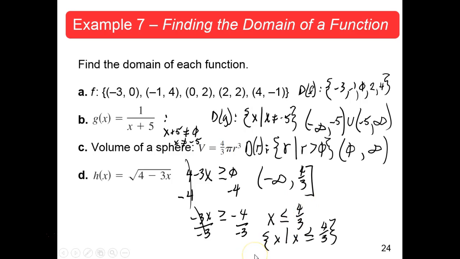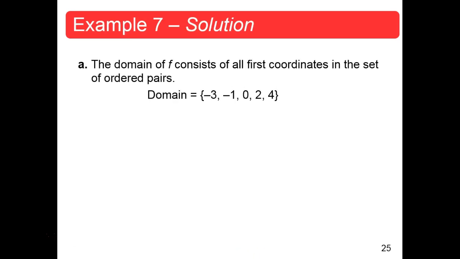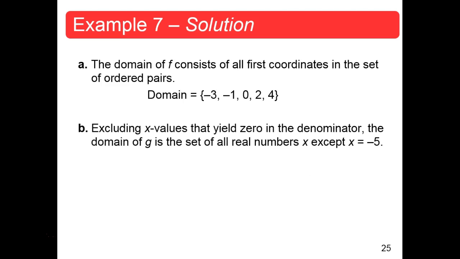The domain of the first one, remember, was just the first element in every ordered pair: -3, -1, 0, 2, 4. Y'all were perfect on that. The second one, letter B, excluding values that yield 0 in the denominator, meant that the domain of g was the set of all real numbers except x equal to -5. They wrote it out in sentence form perfectly fine. You can do that too. I'm just way too lazy to do that. I put the set of all x's such that x is not equal to -5.